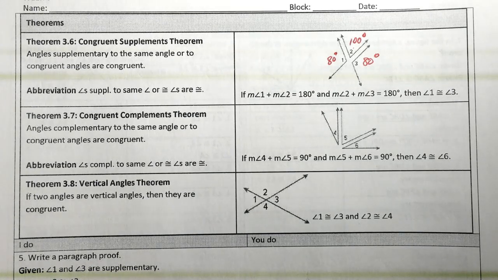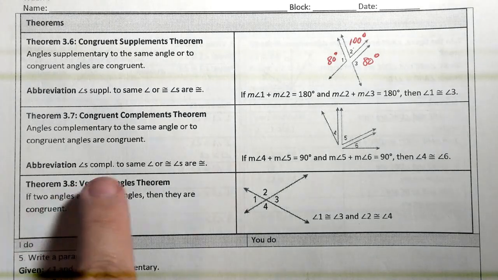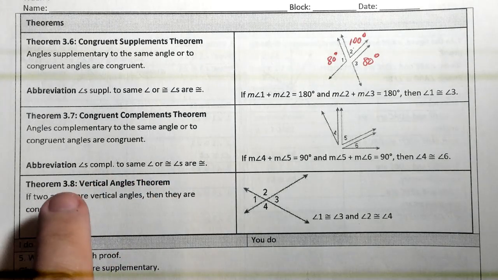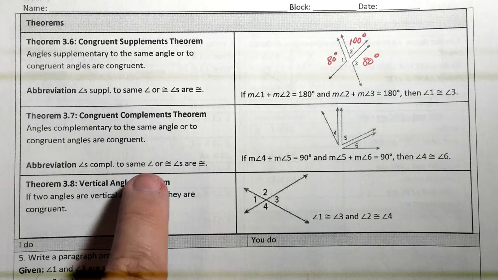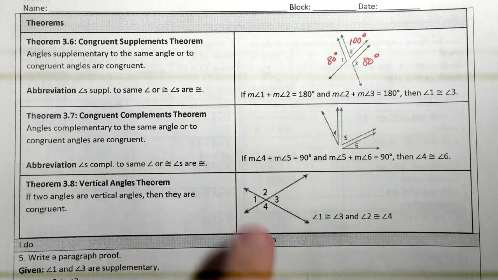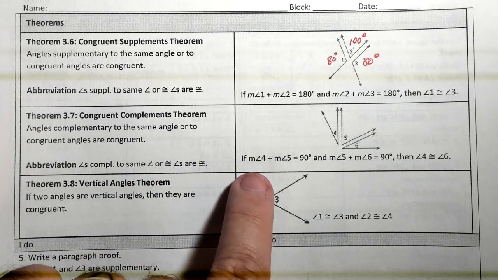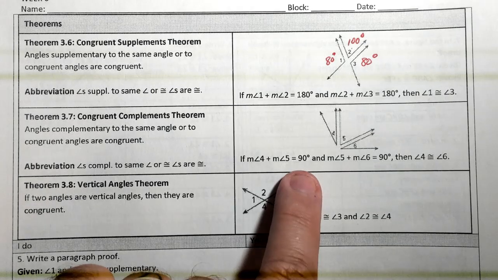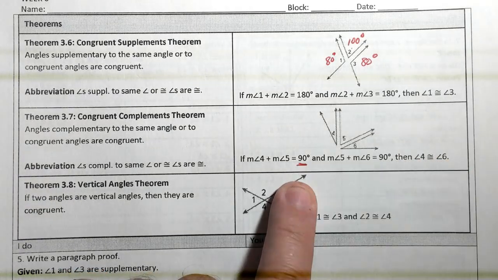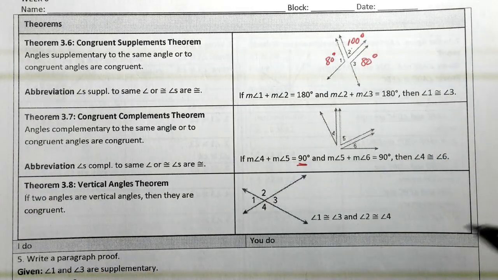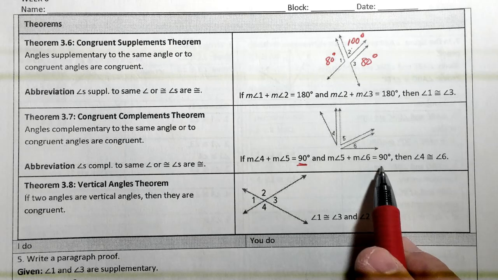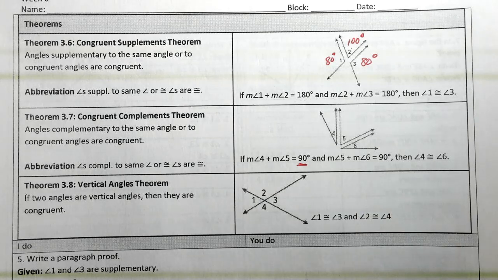All right, so theorem 3.7 is the congruent complements theorem. It says that angles complementary to the same angle or to congruent angles are congruent. Abbreviations are down here below. Angles complementary to the same angle or congruent angles are congruent. So like over here, it says that if angle 4 and angle 5 are complementary, or equal 90, hopefully you knew that already, and if 5 and 6 are complementary, then 4 and 6 have to be equal.